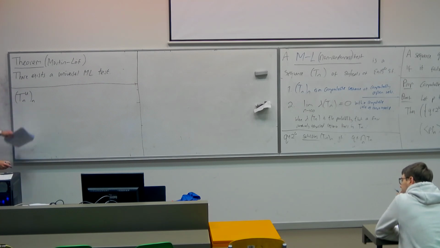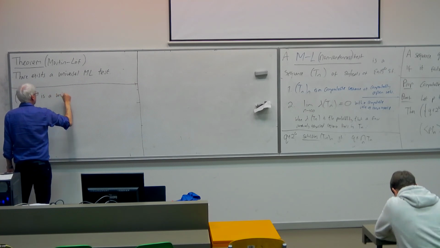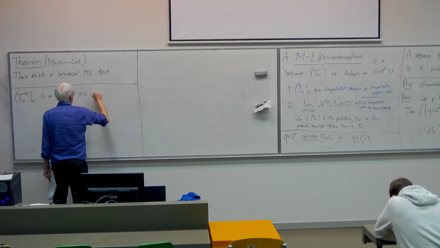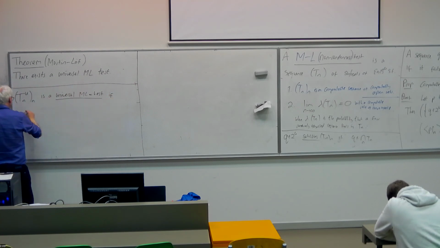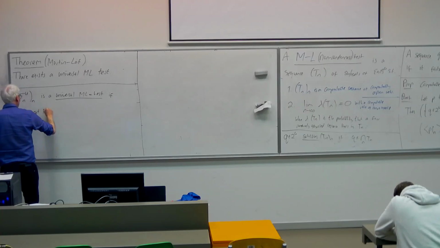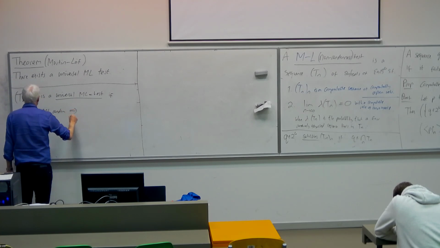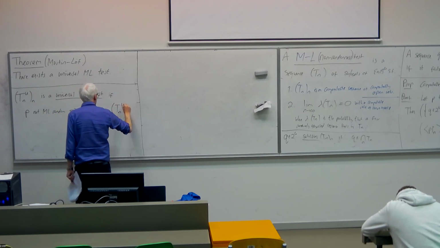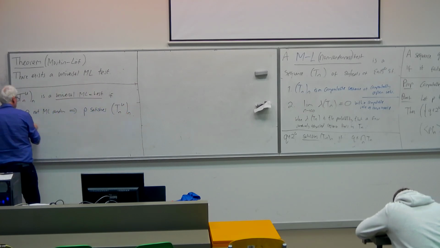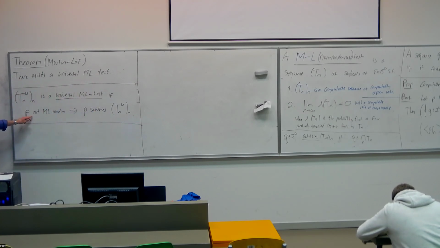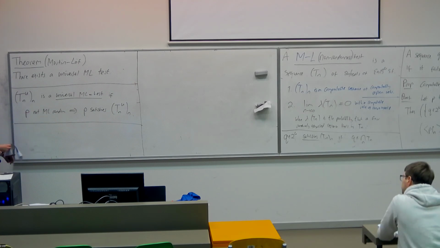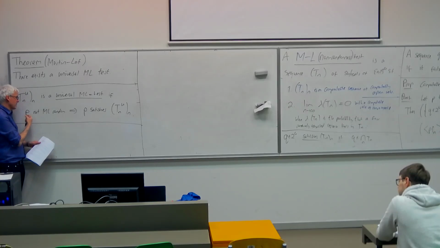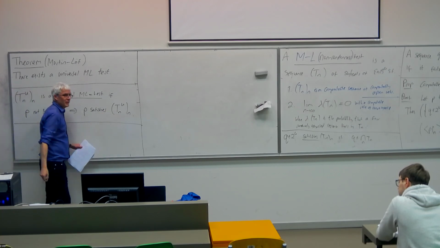So a computable sequence of opens T_U is a universal ML test, so this is the definition, if P not ML random implies P satisfies T_U. Remember, not ML random means satisfies some Martin-Löf test. So if a sequence satisfies any Martin-Löf test at all, then it satisfies the universal test.